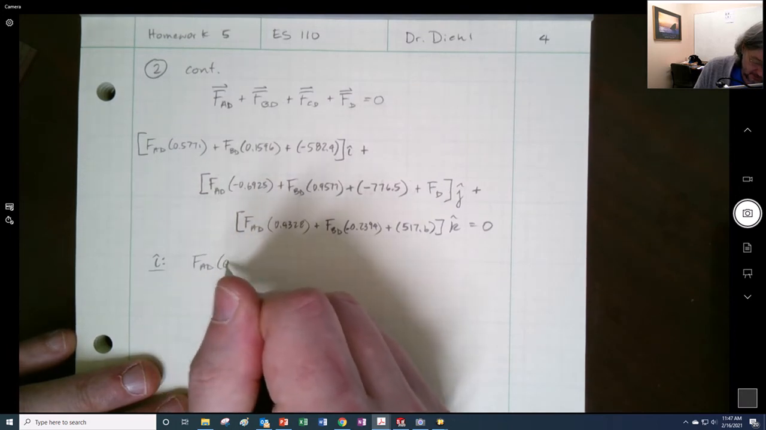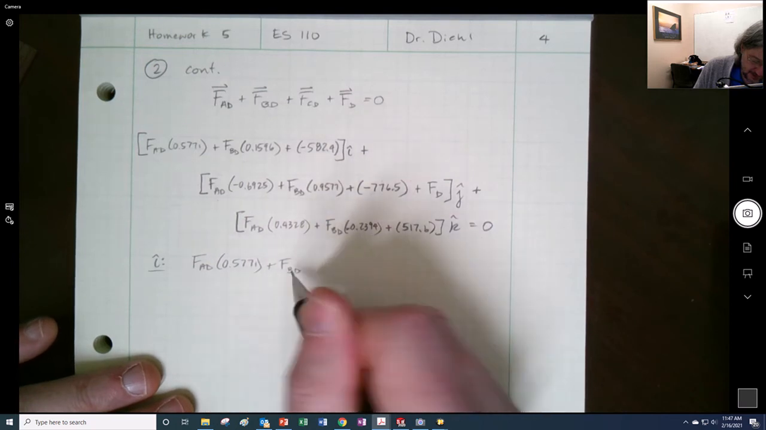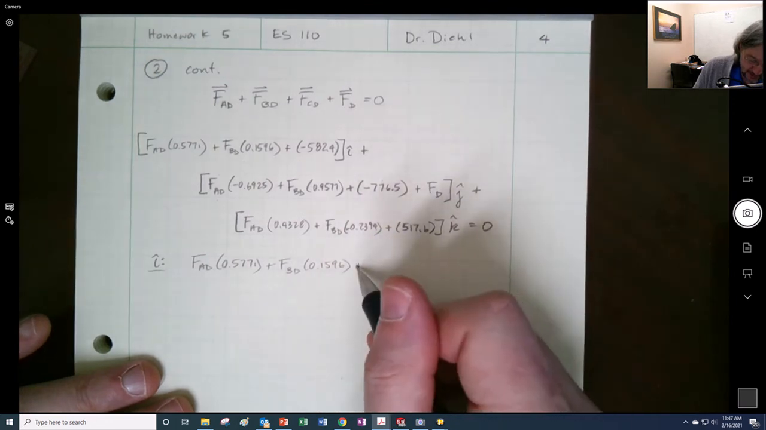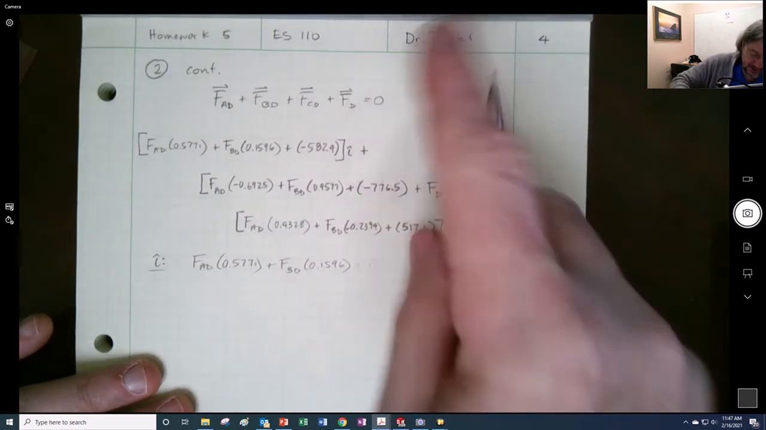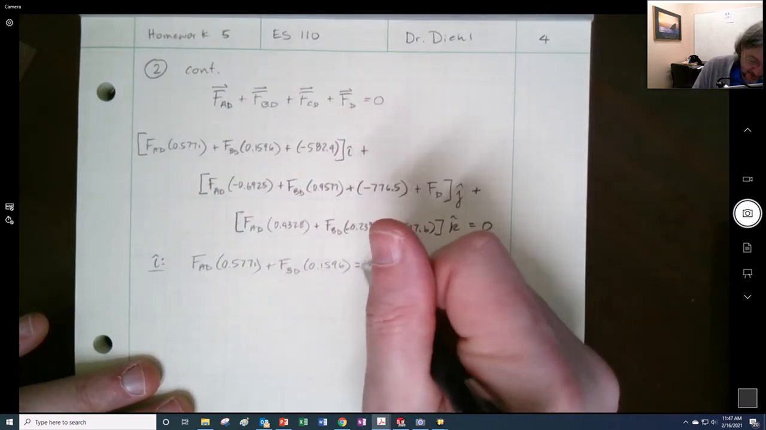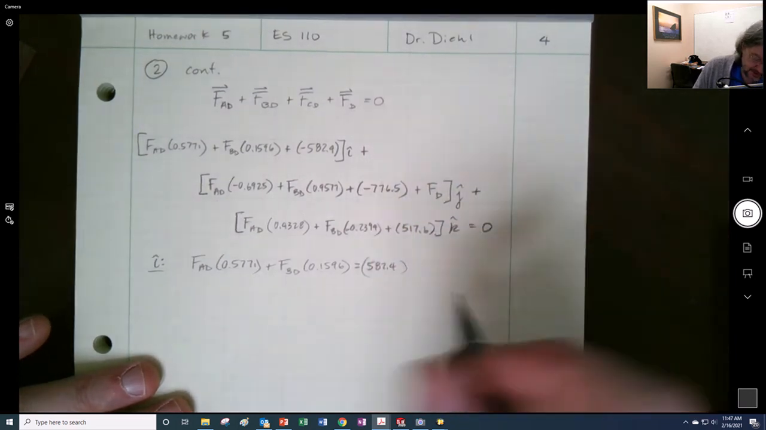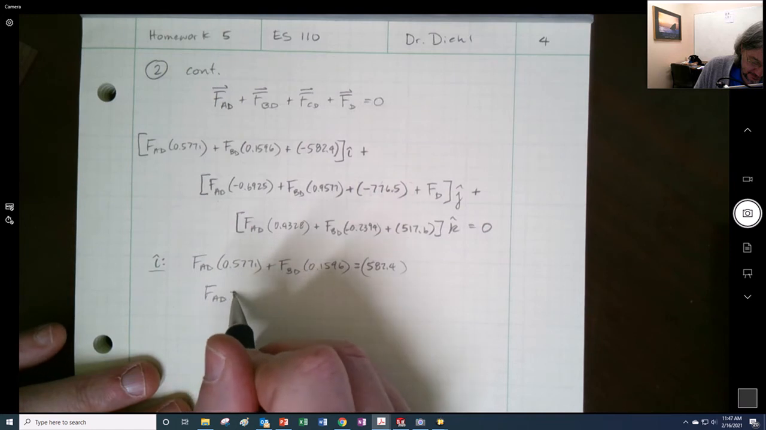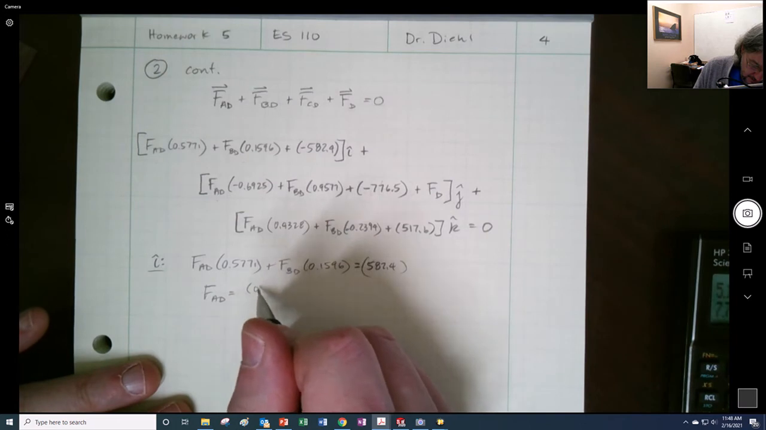FAD 0.5771 plus FBD 0.1596 plus, or I could just skip this and just write that it's equal to 582.4. I like to put in parentheses on things. Okay. So I'm going to go ahead and I'll solve for, let's say I'll solve for AD. And so that's going to be, I'll write it out.